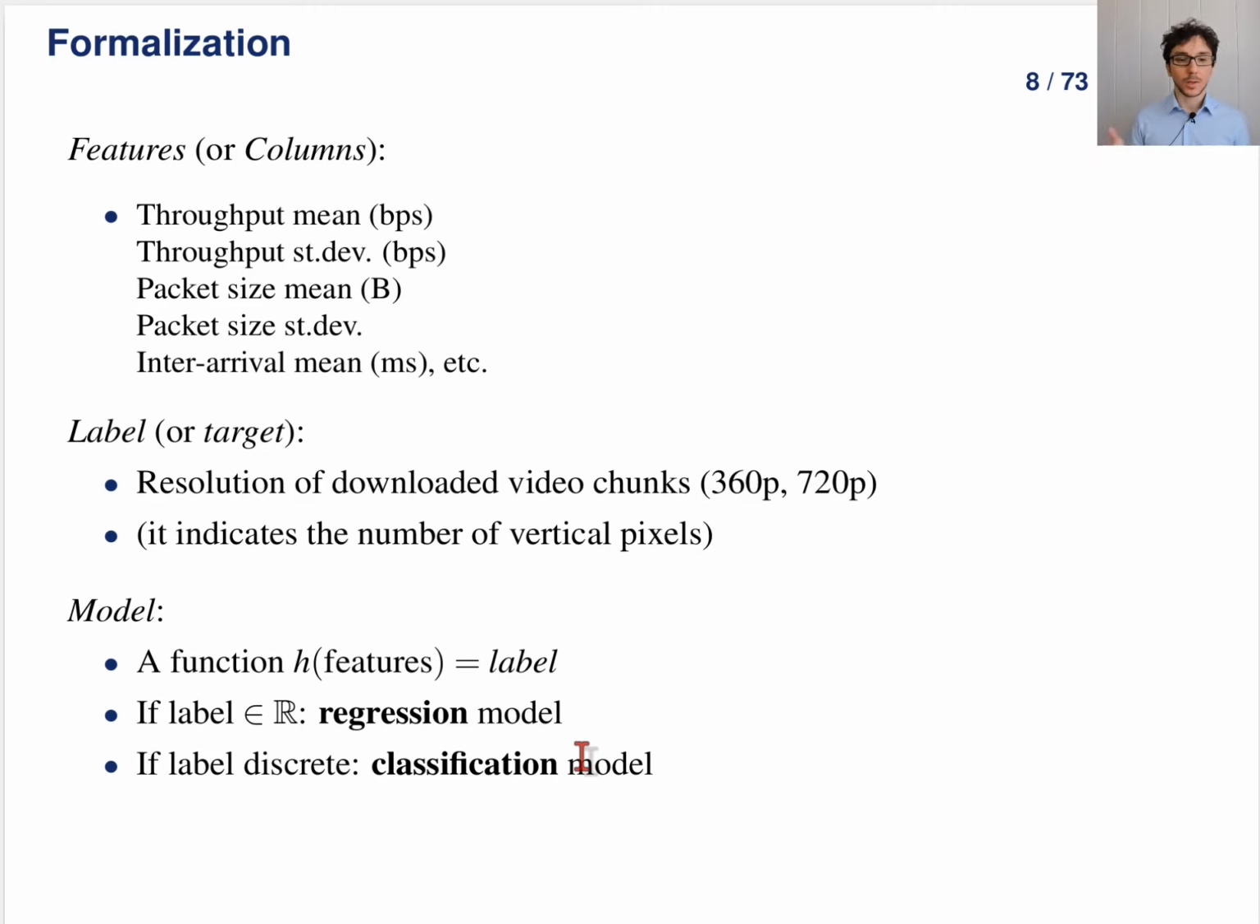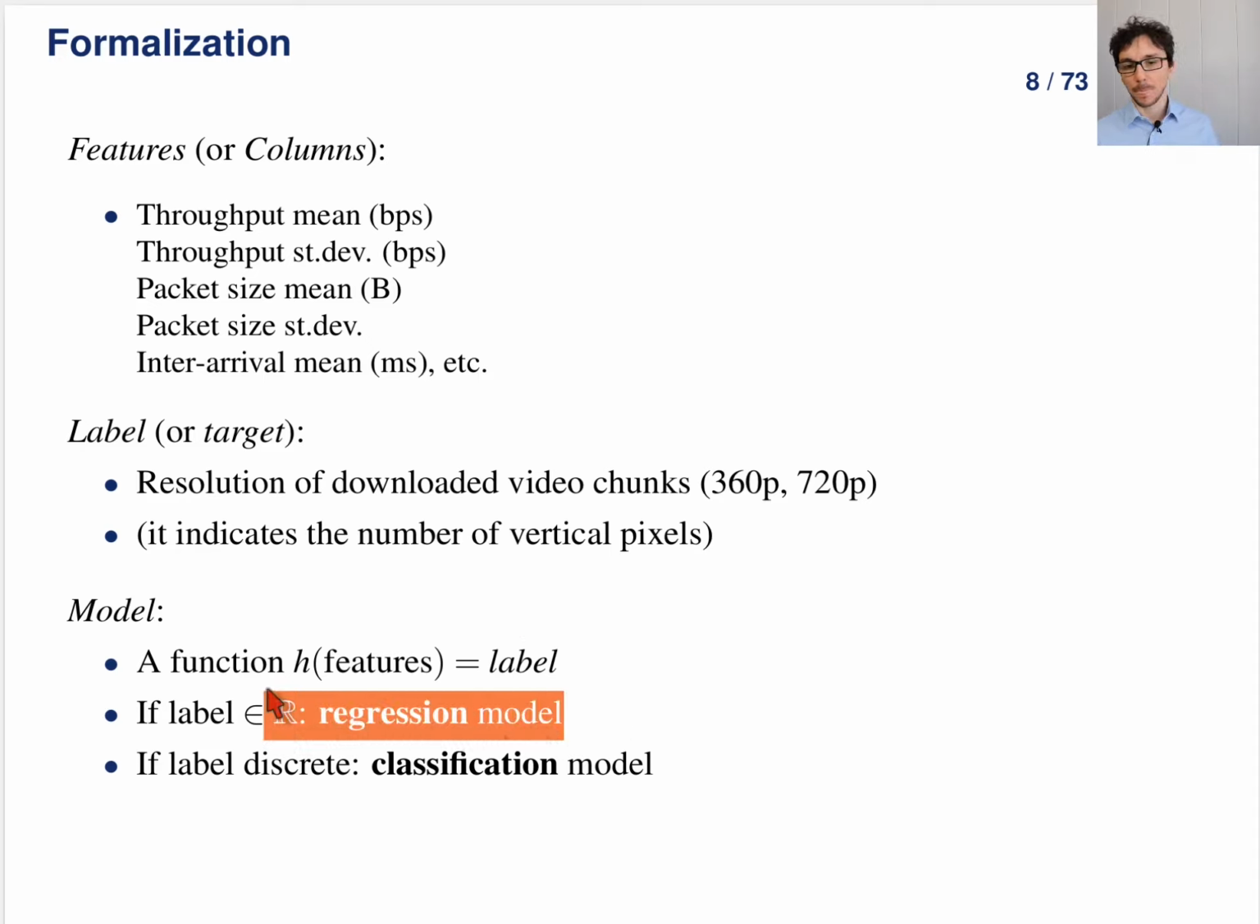So in our case, we have these resolutions as labels. So we could approach the problem as a classification problem because we have a discrete number of possible resolutions, but we have also the freedom to approach the problem as a regression problem because at the end of the day these resolutions are also numbers, even if they cannot take any value. And in this course, for simplicity, we will interpret the problem as a regression problem.